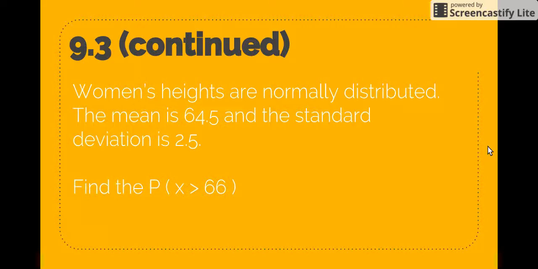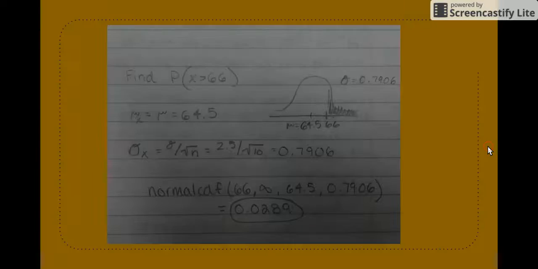So an example problem is: women's heights are normally distributed. The mean is 64.5 and the standard deviation is 2.5. Find the probability that x bar is greater than 66.